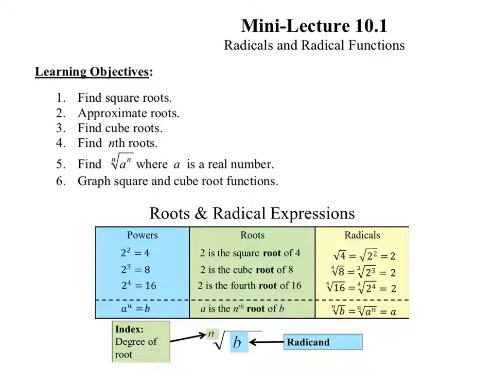We can use radical signs to represent roots. The square root of 4 is the square root of 2 squared, which is 2. The cube root of 8 is 2. The fourth root of 16 is 2. And the nth root of b, where that equals the nth root of a to the n, is equal to a. Now, in terms of the parts of the radical signs, we have the degree, the n. If it doesn't have an index there, it's automatically assumed to be 2 for square roots. We also have the radical sign, and what's underneath the radical sign is what we call the radicand.